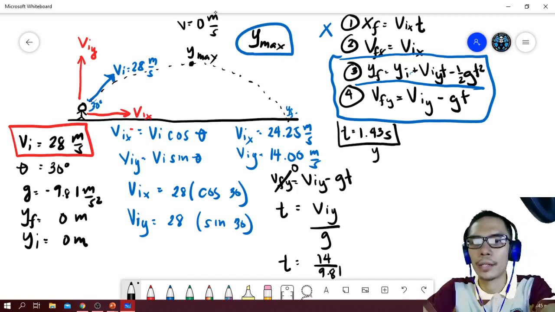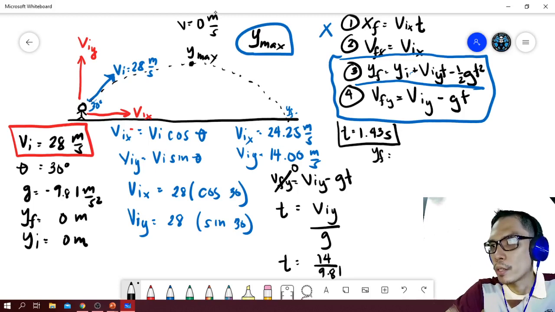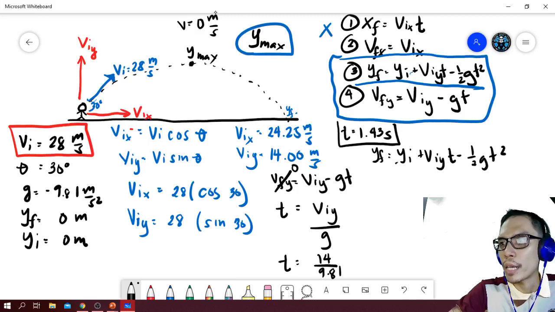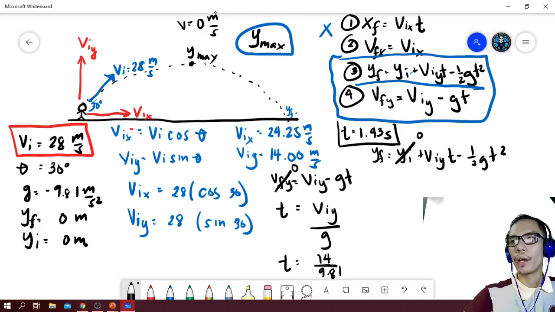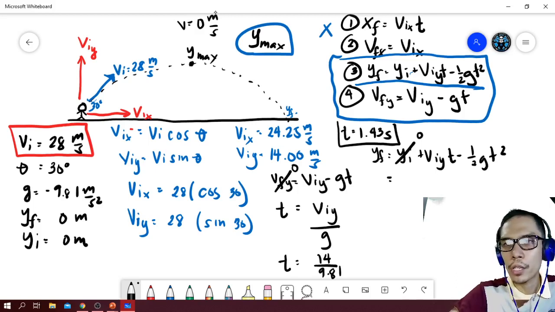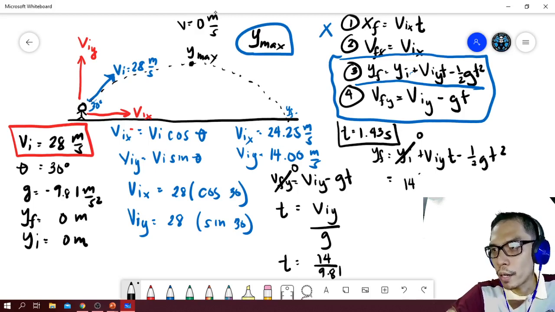Now, let's plug in number 3. We have y sub f is equal to y sub i plus v sub iy t minus 1/2 gt squared. We can cancel this one since this is 0. So we can now proceed to the computation. Substitute all the values: v iy, which is 14, times 1.43, minus 1/2 gt.